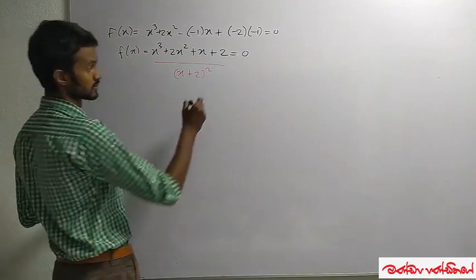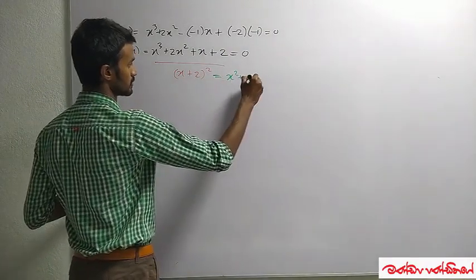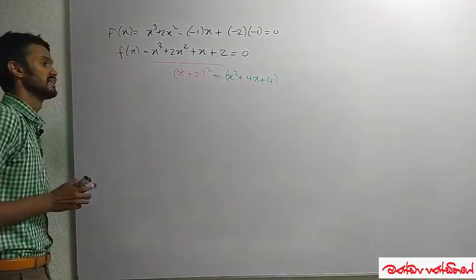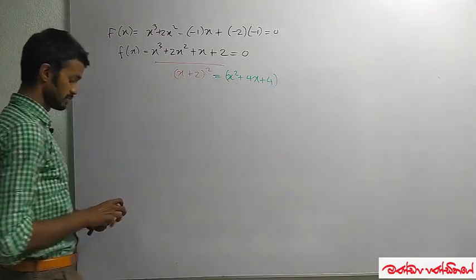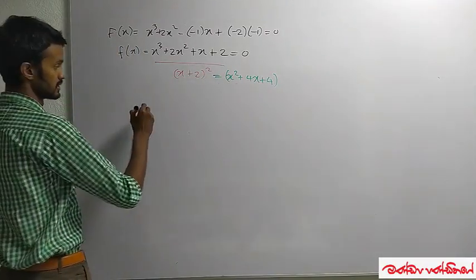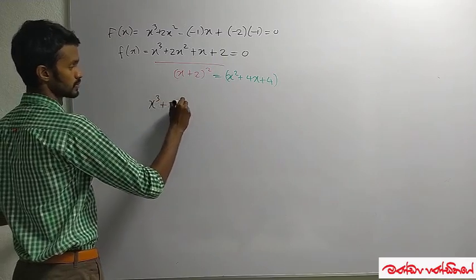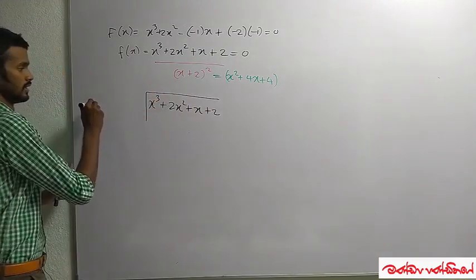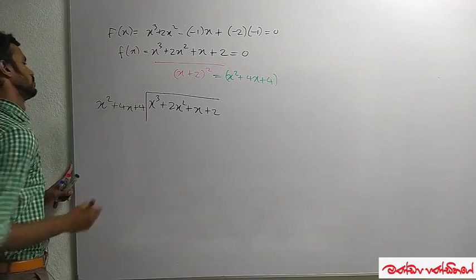remainder. I know (x + 2)² is equal to x² + 4x + 4. If I need to get the remainder of f(x) when divided by this, I can simply use the long division method. I get x³ + 2x² + x + 2 divided by x² + 4x + 4.